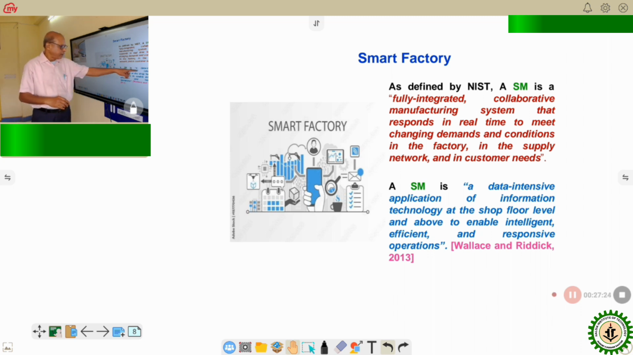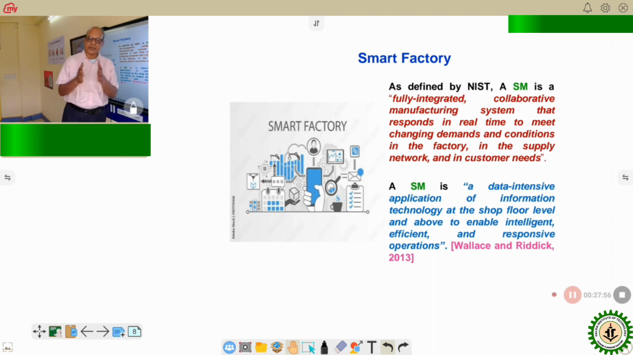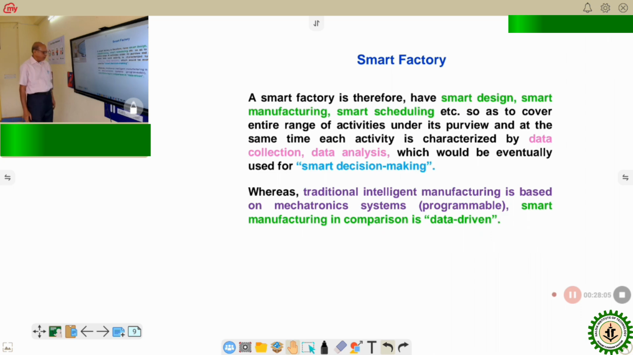So data intensive application of information technology at the software level and above to enable intelligent, efficient and responsive operations. Obviously it is intelligent, or we should say in the current world that it is a smart system. It must reach an adequate or higher level of efficiency, and at the same time, which is extremely important, responsive operation. Based on the decision making that takes place in the digital world through the digital twin, quickly we can rectify or regulate the process so as to improve the productivity or efficiency or other parameters or the KPIs. That is why this responsiveness is one of the key attributes of smart manufacturing.